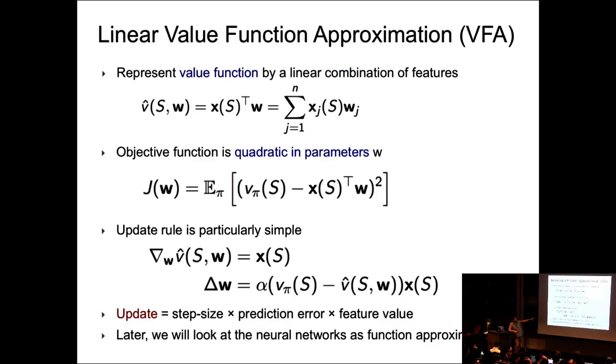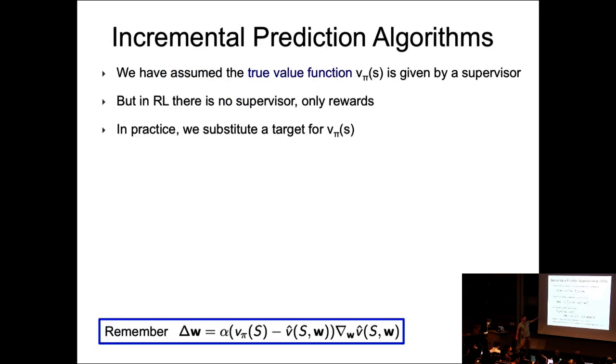Now, so far, when we looked at these settings, and again, this is a least squares estimation problem, very simple. When we look at these problems that I've mentioned before, we're assuming that the true value function is given by some supervisor, or there's some signal that's telling us what the true value function is.